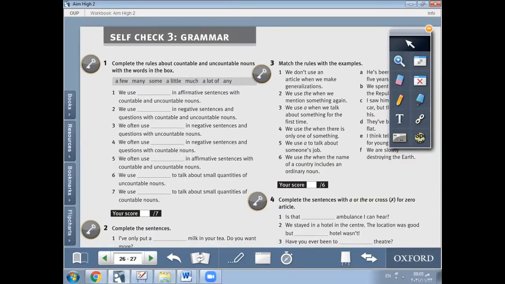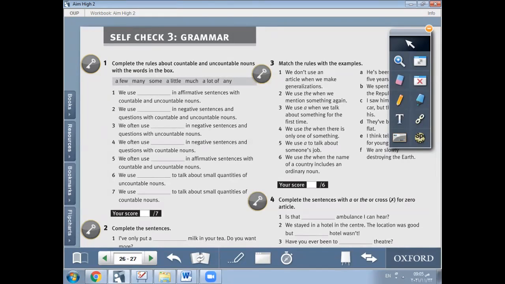Today, inshallah, we are going to complete exercise number 1 and exercise number 2, page 26. Yalla, open your books, open your workbooks quickly. These exercises are in self check 3, grammar. It is a self-check, so you should answer them and you should write your mark.